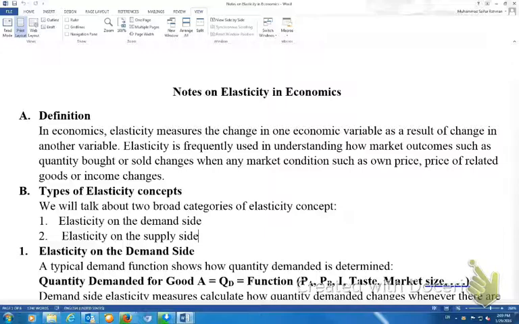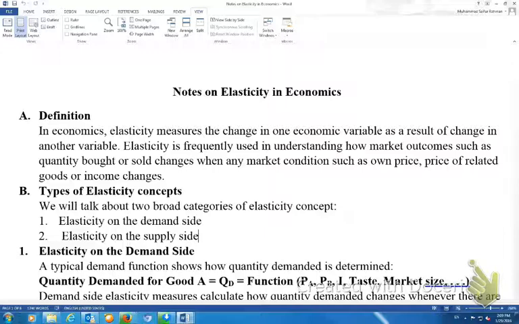We can start our discussion by talking about a broader definition of what elasticity is. Now, as a working definition, elasticity measures the change in one economic variable as a result of change in another variable. What does that mean? It means that elasticity gives you a unit-free responsiveness of one variable when another related variable changes. So it gives you an idea about the responsiveness of the economic variables.